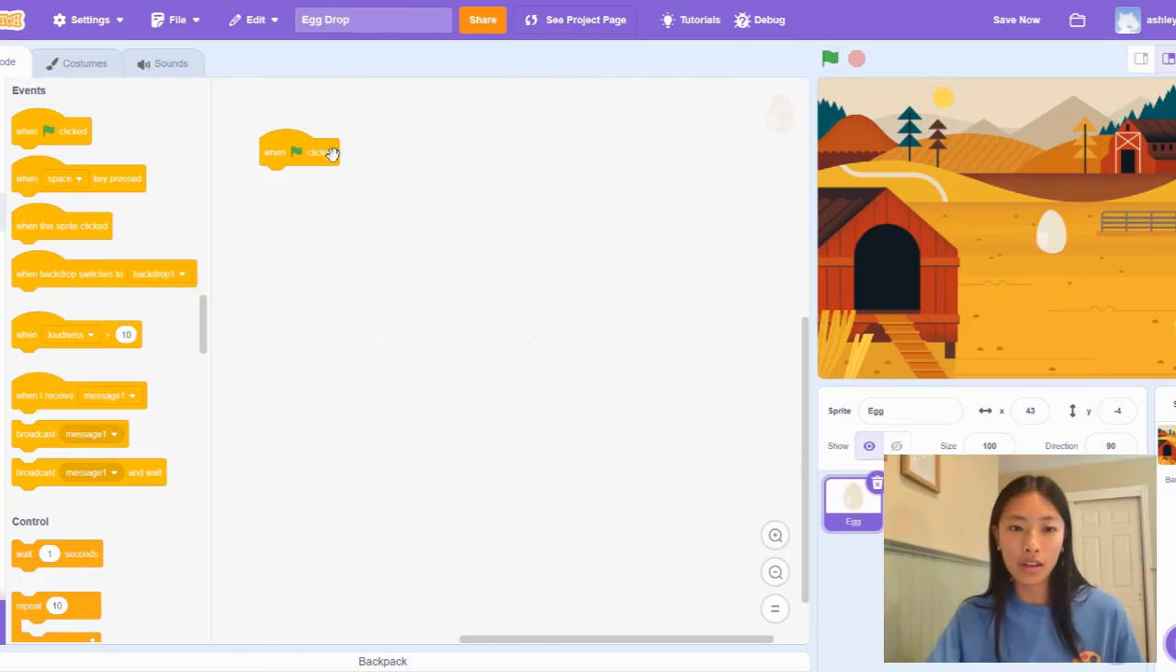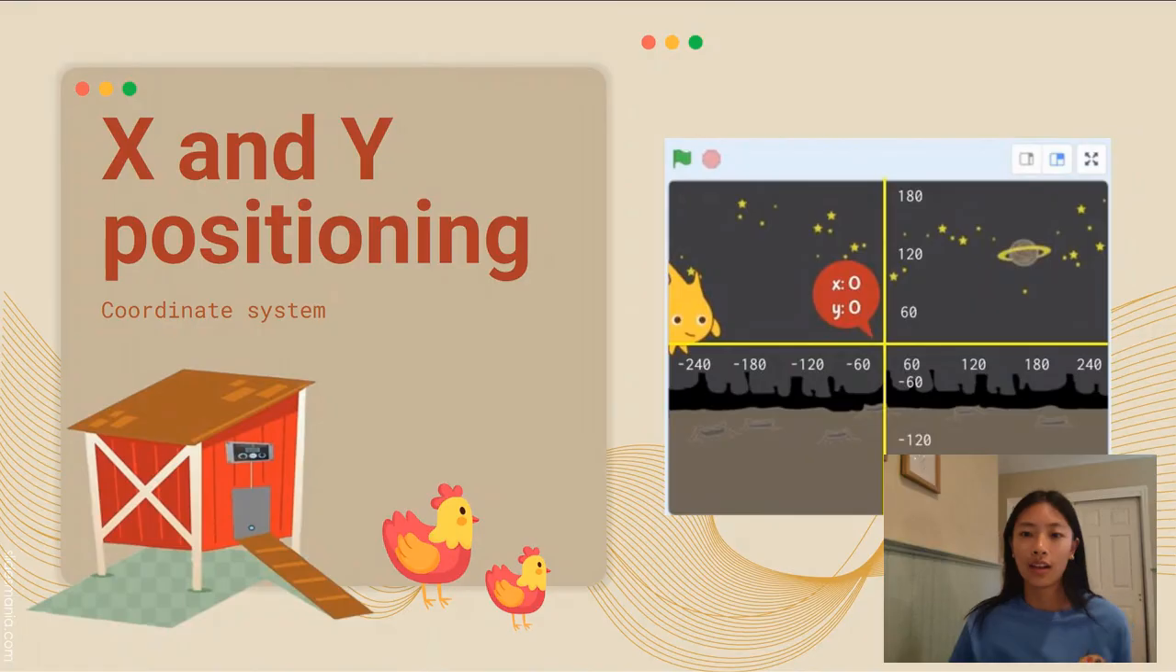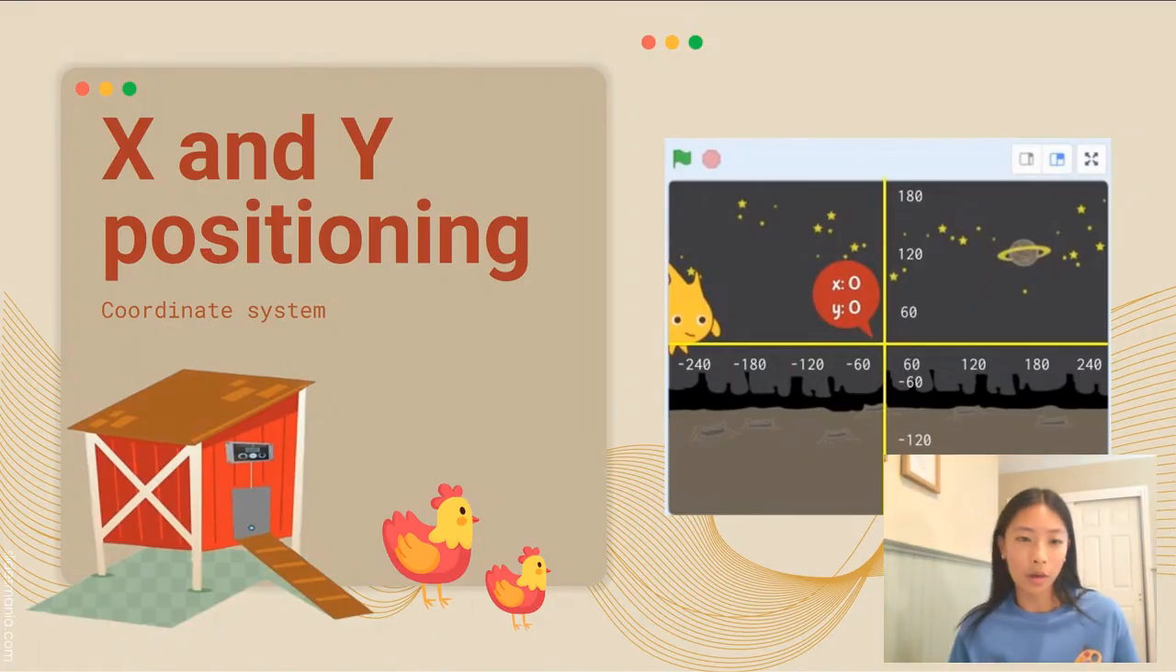So this event block kind of senses that. Once the green flag is clicked, we want our egg to go to a specific position, right? Like I mentioned, when it starts, the egg is at the very top of our screen and it's in the center. Okay, so here is a quick reference photo about X and Y positioning.